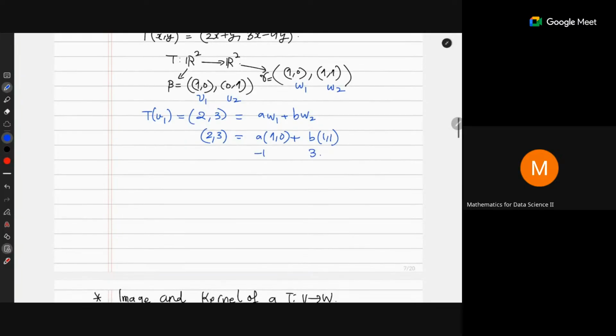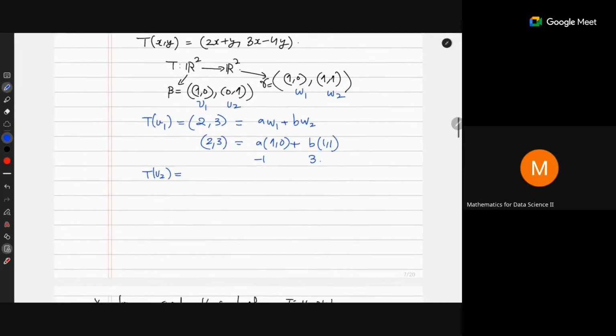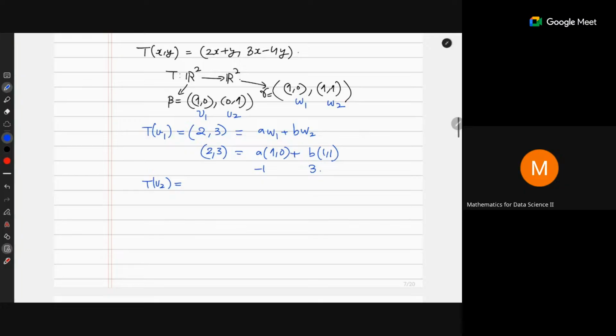Okay, now what about T(V2)? T(V2) is (1, minus 4). Correct. And now express it in terms of (1, 0) and (1, 1).